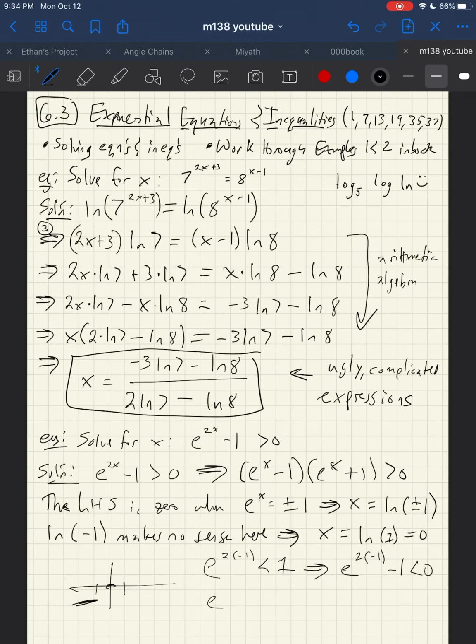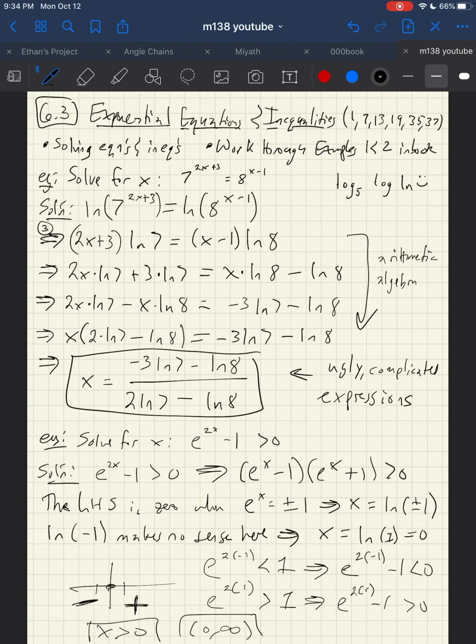What if I plug in 2 times 1? Well, that's going to be e squared. I don't know exactly what that is, but I know e is bigger than 1, so e squared is bigger than 1, which means e to the 2 times 1 minus 1 is positive. So we know it's going to be positive on this side. It only changes signs here. Therefore, our final answer is x is positive, or we could say 0 up to infinity.